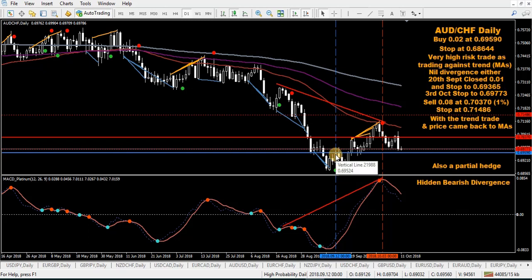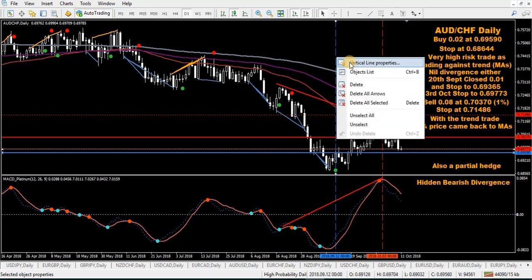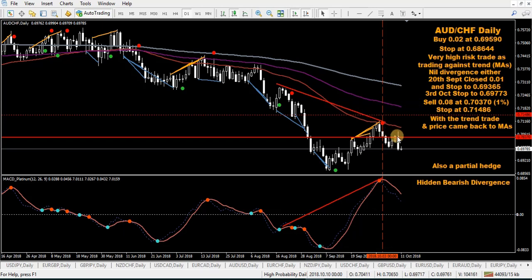Aus-Swiss, I was in a buy back here. I'd already closed out a bit of it, and I had my stop at this level here. That stop has now been taken out, so that remaining buy has been stopped out, so we're no longer in a buy trade, and we're still in the sell trade, and it's heading down. The MACD is heading down nicely, so it's all looking pretty good there. It's nice how price came up to the MAs and sort of rolled over. Not sure how far it'll go down, but we're out of the remaining buy.